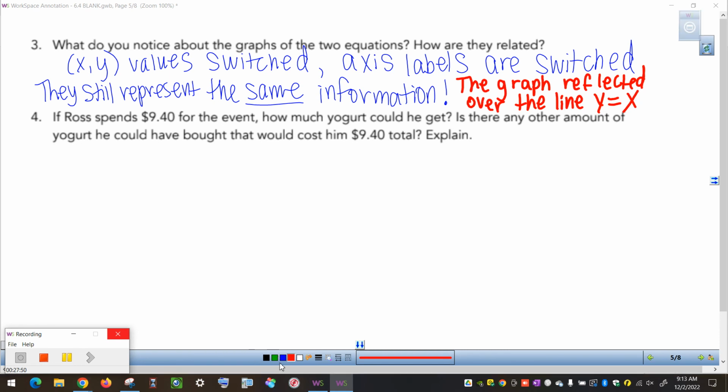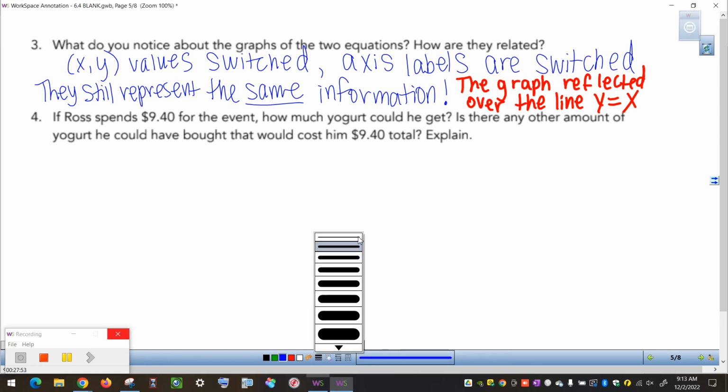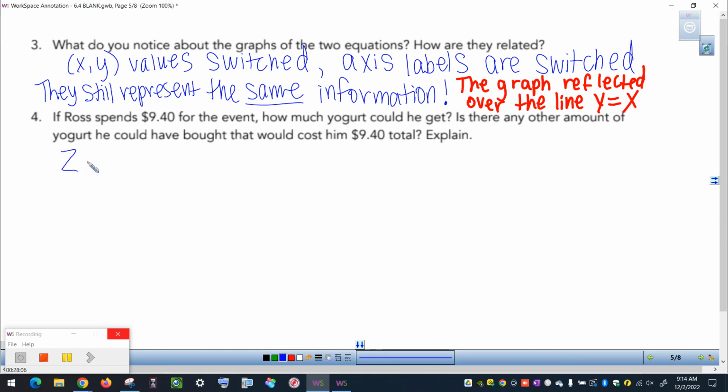All right. So let's take a look at the last question now at the bottom. So we have another student here named Ross, and he shows up for the event. He ended up spending $9.40, and so we want to figure out how much yogurt he could get. What I might think about on this one is just plugging that into our inverse formula. This one is super helpful if we know the amount of dollars that was spent. This is what's going to help us to work backwards and figure out how many ounces could be purchased. So let's just see what happens here if we plug in the 940 in place of D.